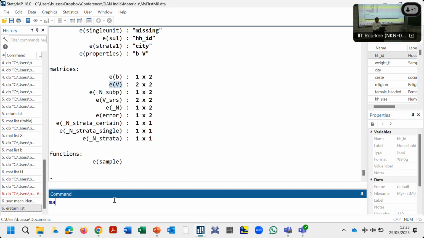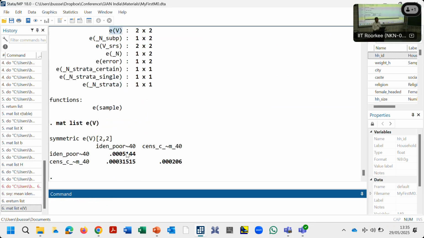So mat list e(V). This is your variance-covariance matrix. This is the variance for the multidimensional headcount ratio. This is the variance for the adjusted headcount ratio. And this is the covariance between them.